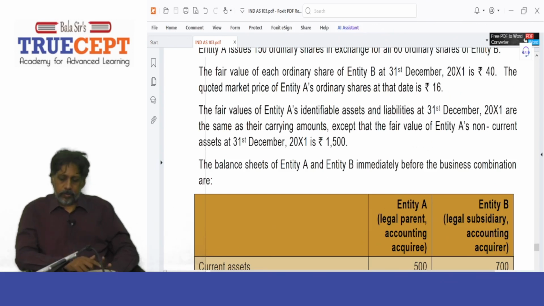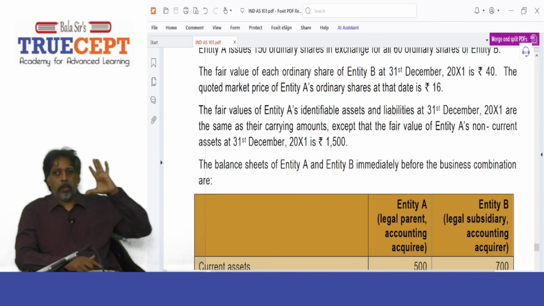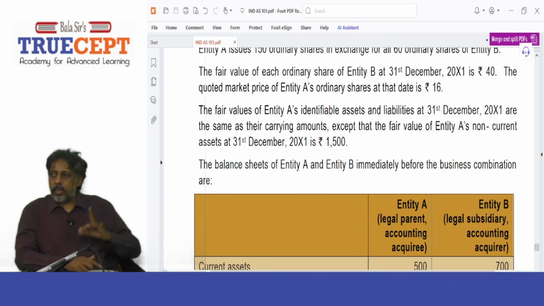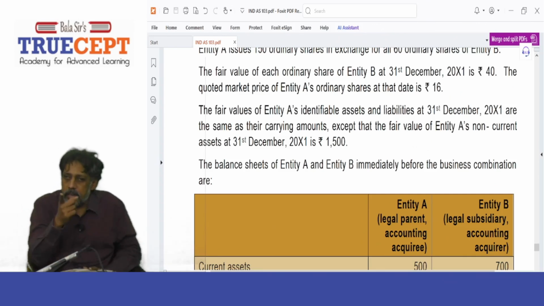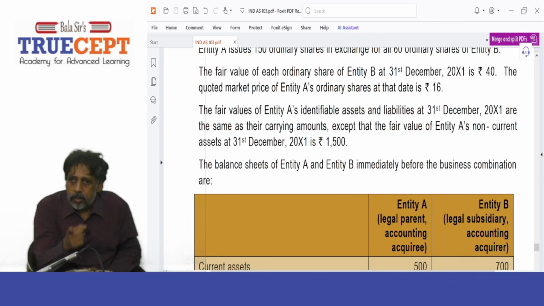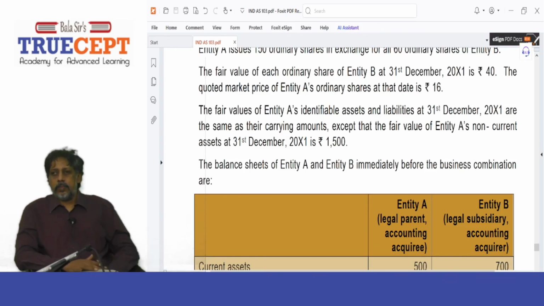The fair values of entity A's identifiable assets and liabilities. Now, the quoted price is 16. Now, how did I get the 2.5 exchange ratio? My shares are trading at 16, and your shares are valued at 40. Therefore, how many shares in my company will equal one share of yours? Divide 40 by 16.